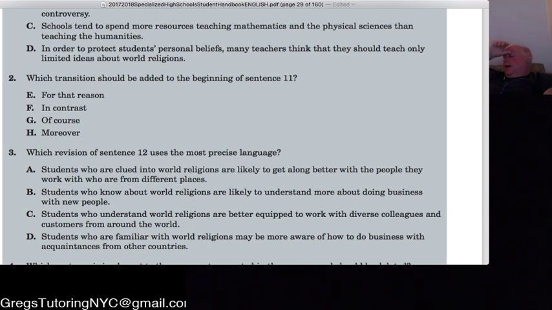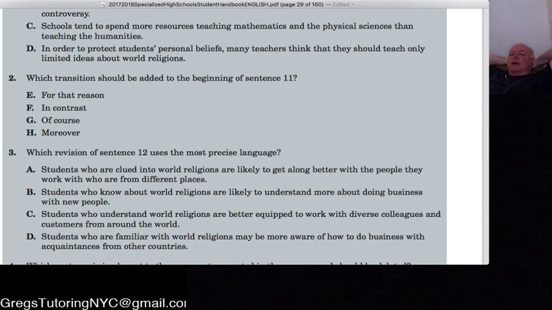Okay, D. D might even be better. Students who are familiar with world religions may be more aware of how to do business with acquaintances from other countries. All right, so D is better than A and B for sure. But like I said, I just have tears running down my face for C. Diverse colleagues, customers from around the world, and they understand world religions. Okay? D says they're just familiar with it.